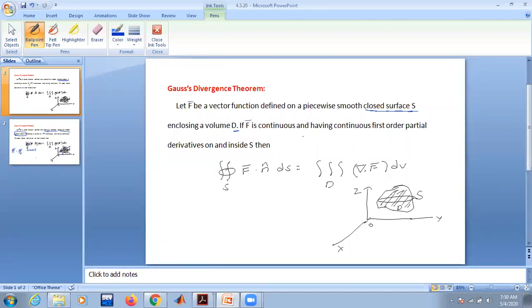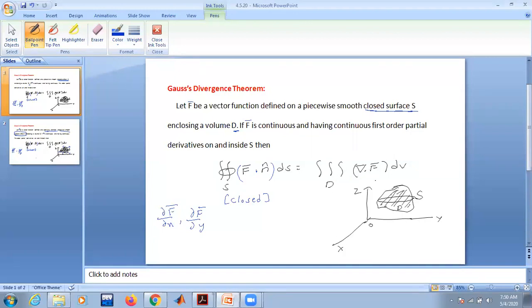If f bar is continuous and having continuous first order partial derivatives, what are the partial derivatives of f bar? Dou f bar by dou x and dou f bar by dou y. If these two partial derivatives are continuous and f bar is also continuous on and inside S, then the surface integral of f bar dot n bar ds over S, what kind of surface is it? Closed surface, is equal to the triple integral of del dot f bar dv over D.